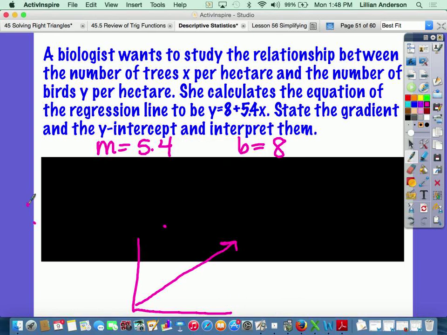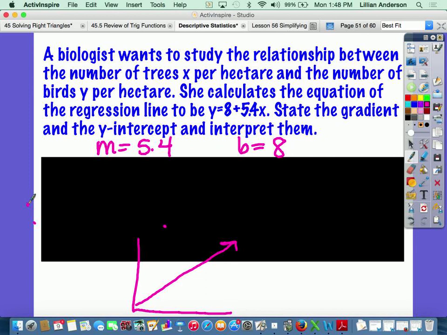So interpret your y-intercept. That means when x is 0, y is 8. So if my y-intercept is 8, that means when there are 0 trees, there are 8 birds. So there's going to be at least 8 birds if I have no trees, and then it's going to continue to increase per tree. I'm going to increase by 5.4 birds, which is about 5.